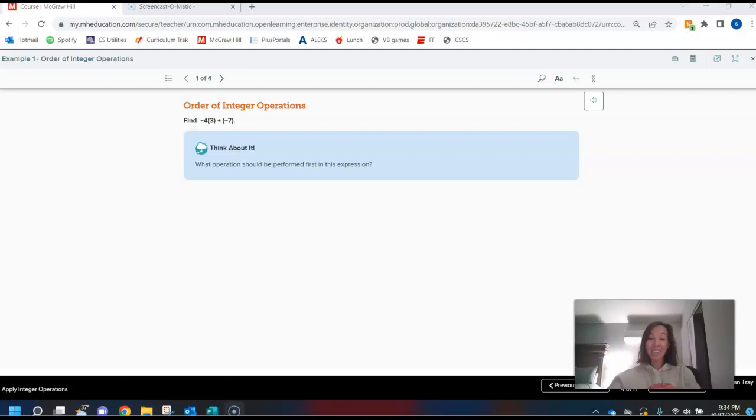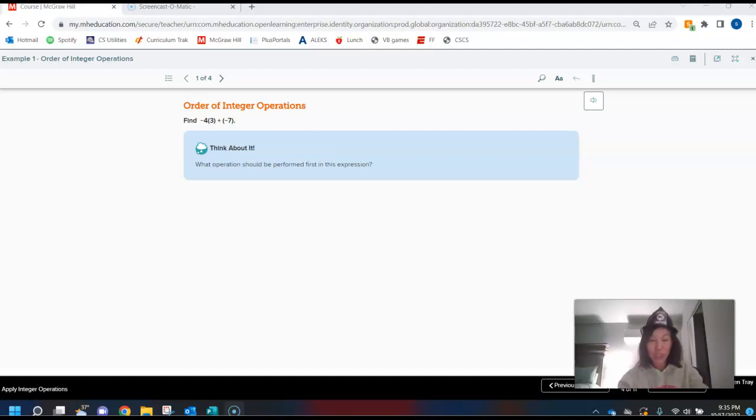Guess what time it is? It is time to get fired up about math. See that? See what I did there? I'm going to wear this one today. So we are going to get fired up about doing some order of operations.